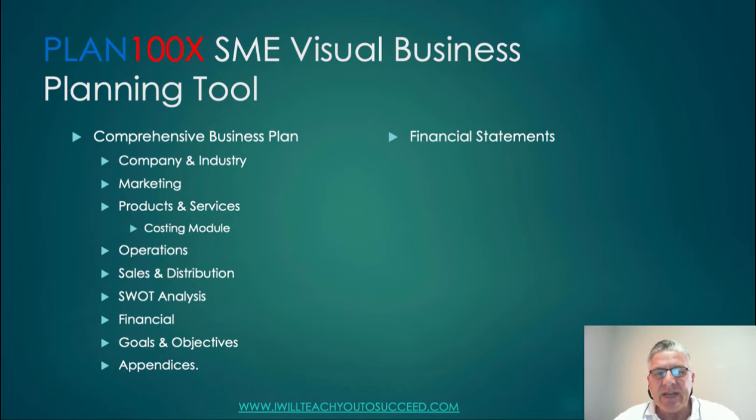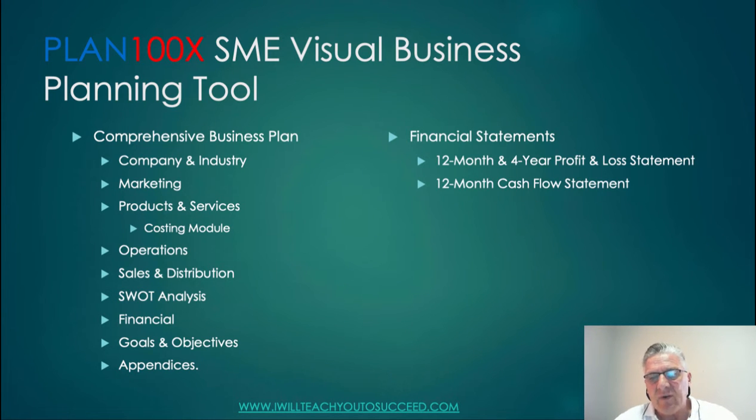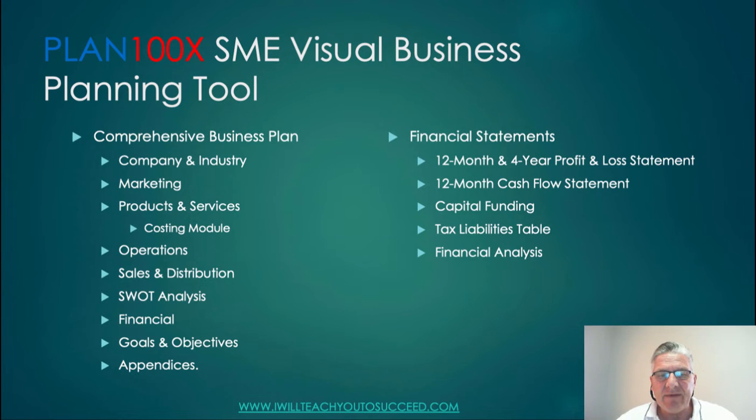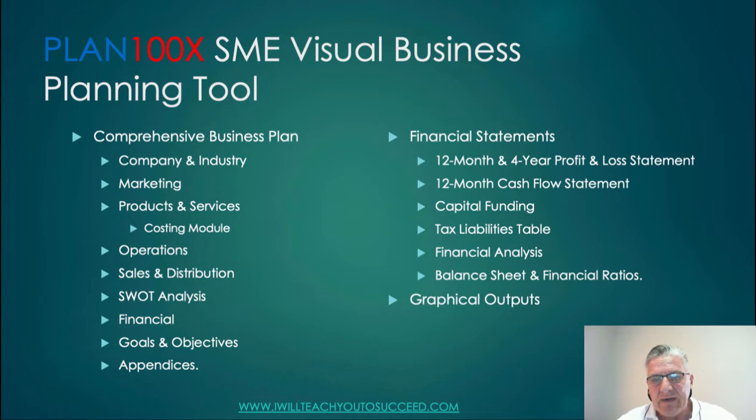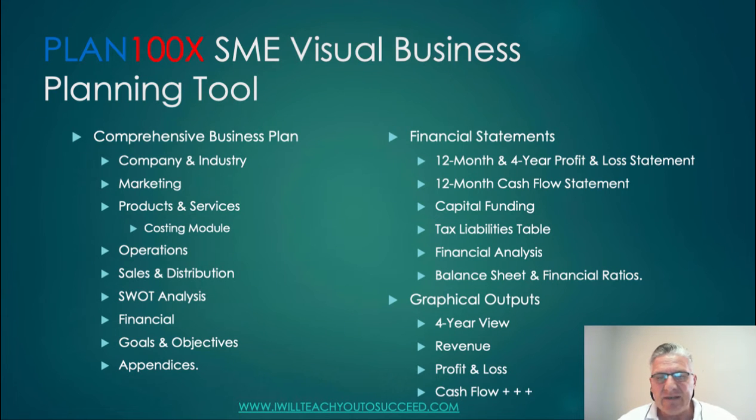In terms of financial statements, a 12-month and 4-year profit and loss statement, 12-month cash flow statement, capital funding, tax liabilities table, financial analysis, balance sheet, and financial ratios. Also, in terms of the visual business planning aspect of this tool, there's graphical outputs. We have a 4-year view, revenue, profit and loss, cash flow, and many, many more.